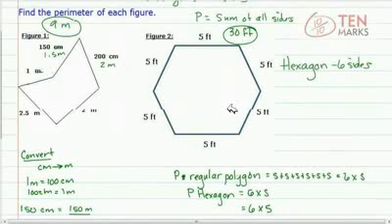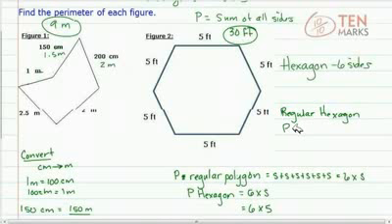Remember that the perimeter of a regular polygon of n equal sides, with each side S, is n times S. Anytime you have a regular polygon, the perimeter is n times S, where S is the side.